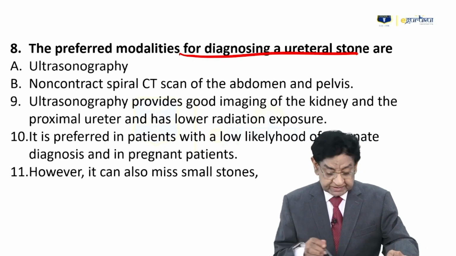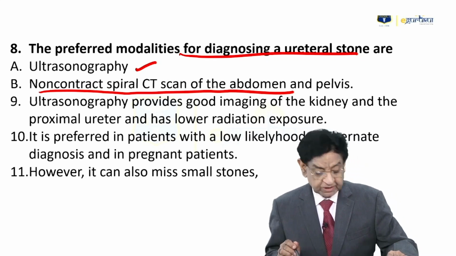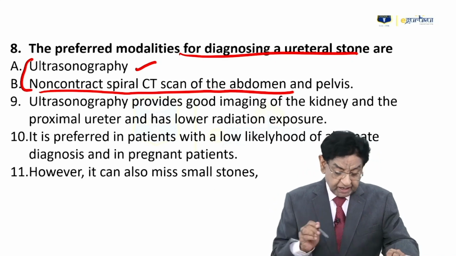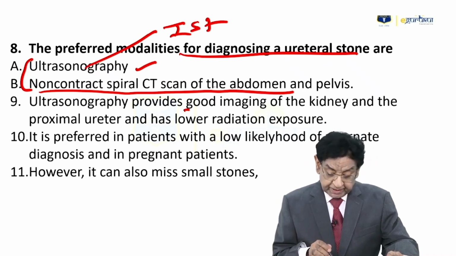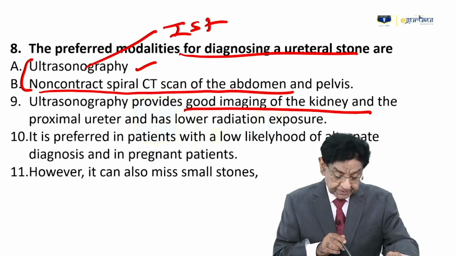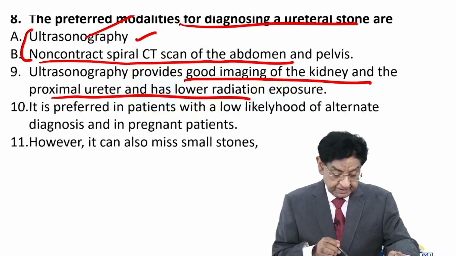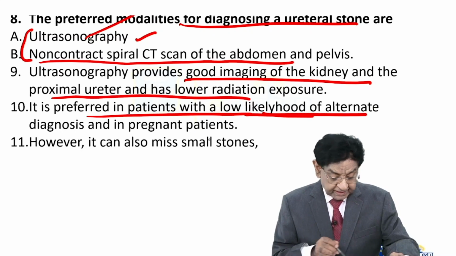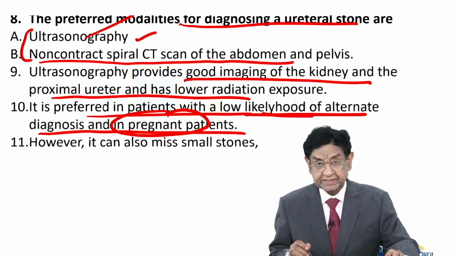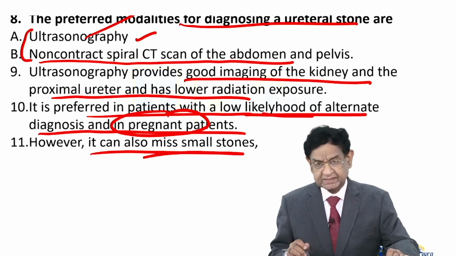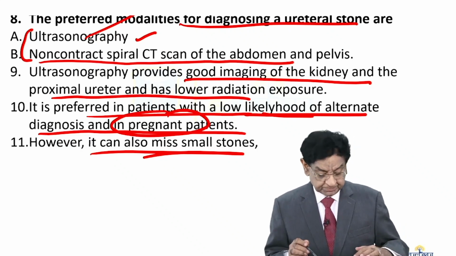We have the following methods. One is ultrasonography. Second is non-contrast CT scan of abdomen and pelvis. So we have two important modalities. Out of this, first is ultrasonography. This provides a good imaging of the kidney and the proximal ureter and has a lower radiation exposure also, rather there is no radiation to be more precise. It is preferred in patients with low likelihood of alternate diagnosis and in pregnant patients. Definitely in pregnant patients we are not going to expose to CT scan. However, it can miss some small stones and it all depends on who is doing it. It's a matter of subject also.